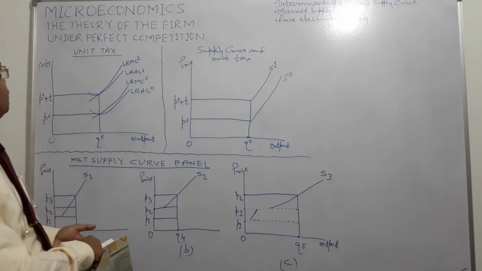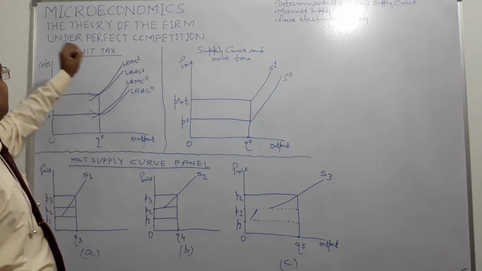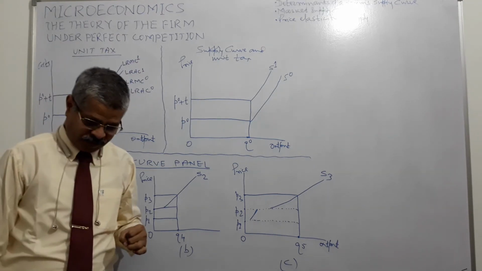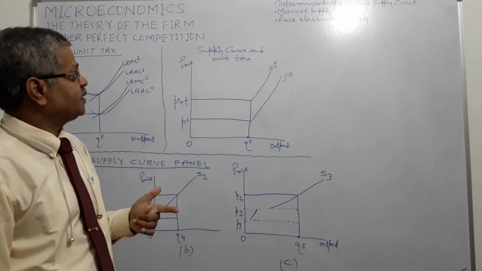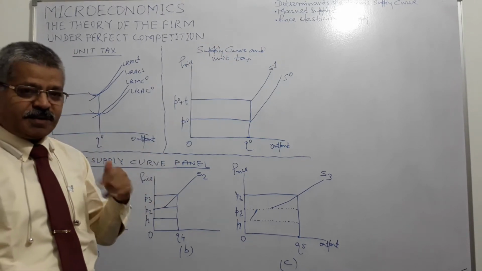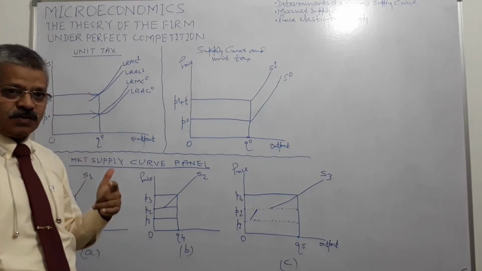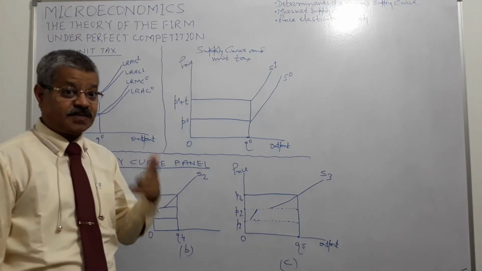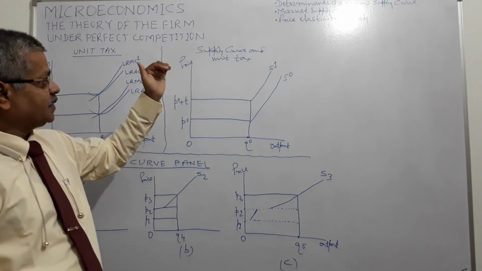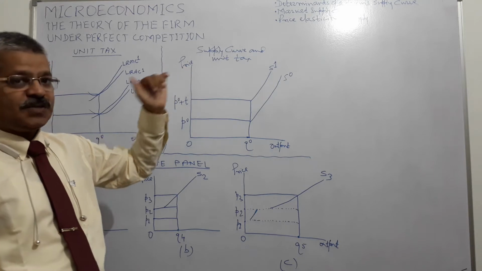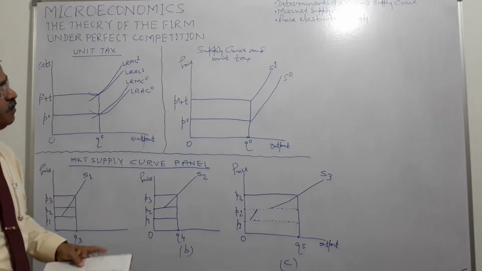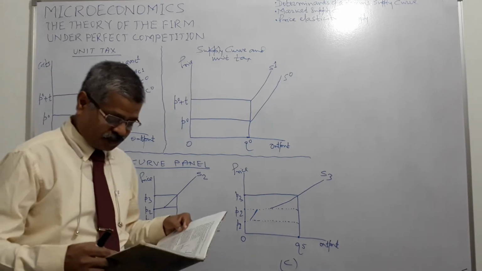Today we will study microeconomics and the chapter is the theory of the firm under perfect competition. In that we will discuss three items. Determinants of a firm supply curve. Determinants means those factors, those forces which determine something. Second, market supply curve. And third, price elasticity of supply. So we start with determinants of a firm supply curve.